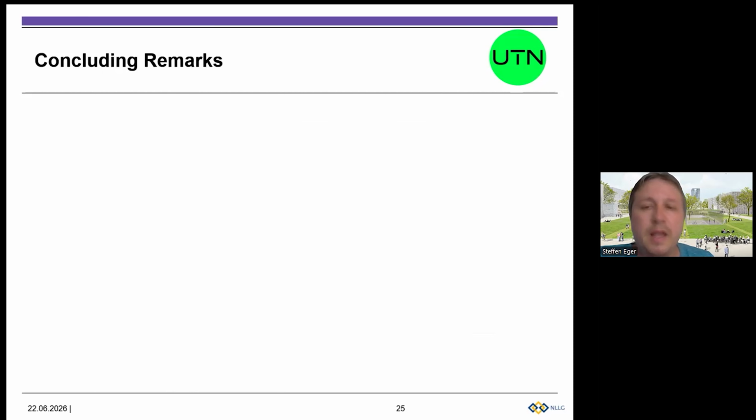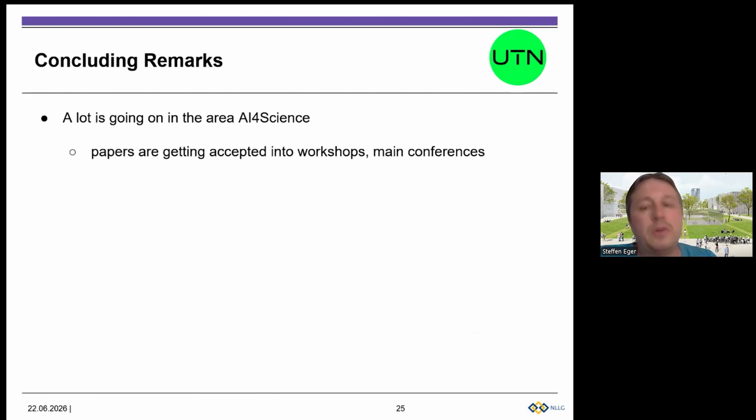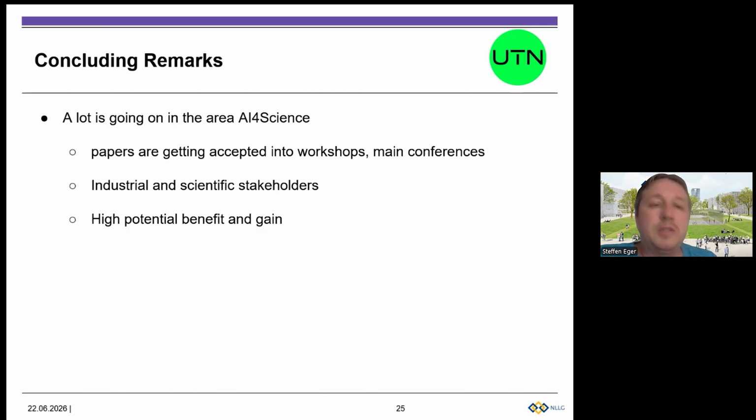All right, so that concludes our general overview of AI for science. We have seen that a lot is going on in the area of AI for science. Automatically generated papers are getting accepted into workshops and even main conferences. There are multiple industrial and scientific stakeholders invested in the last 1-2 years in this problem setting. There's a high potential, as we've seen. You can produce papers at much lower cost. We can have reviewers that are even better than human reviewers. But there are also, of course, risks or issues with these models.